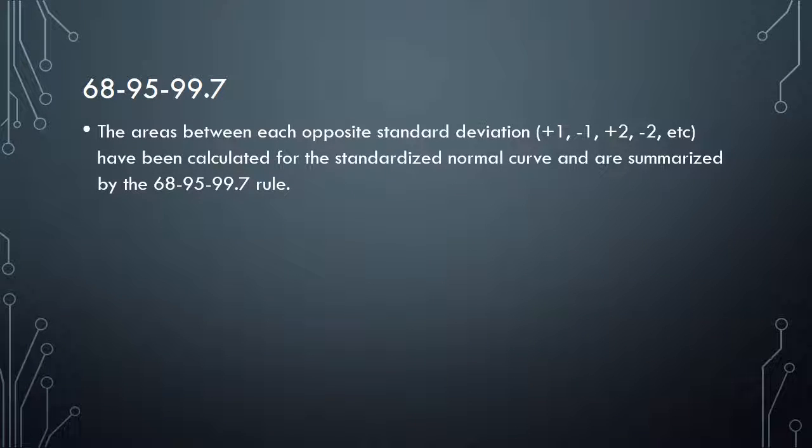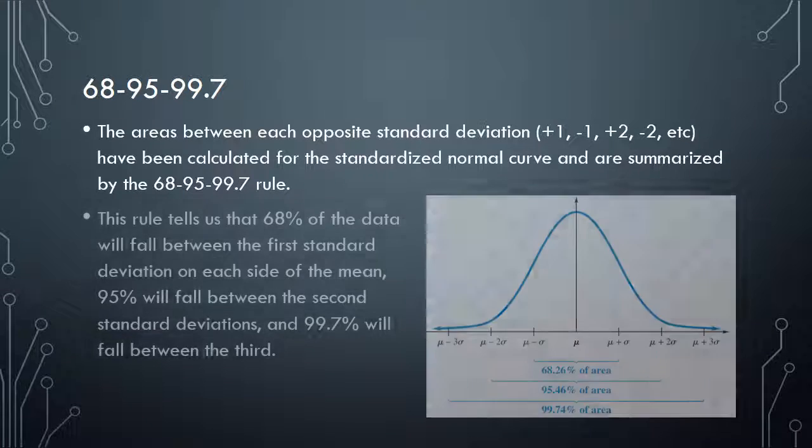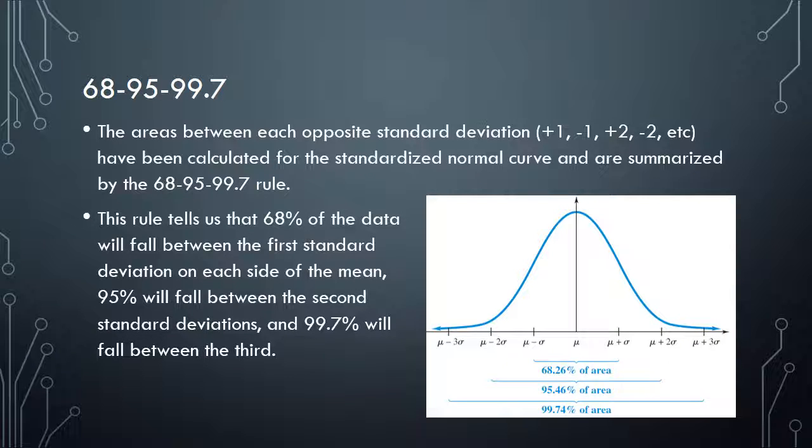Now the areas between each opposite standard deviation on the normal curve, and by that I mean the standard deviation of 1 and -1, of +2 and -2, etc. They have been calculated for the standardized normal curve, and they are summarized by what's called the 68, 95, 99.7 rule. And you see the curve here, and the numbers are slightly off. We say 68, 95, 99.7. They're actually a little bit more than that, a little bit different, but the 68, 95, 99.7 is just really easy to remember that way rather than getting into too many decimals here.